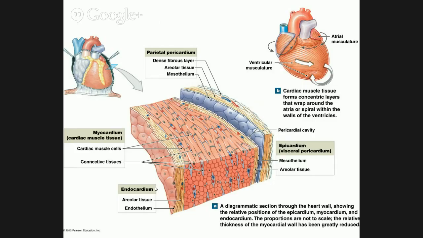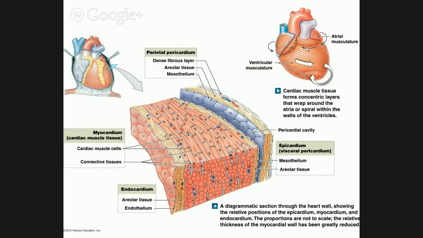That is then continuous with the simple squamous epithelium that's the inner lining of the blood vessels. Here we call that the endocardium. When we get to the blood vessels, we call that the endothelium. But really, it's just one continuous layer of simple squamous epithelium so that the cardiovascular circulation is one continuous path throughout the body.